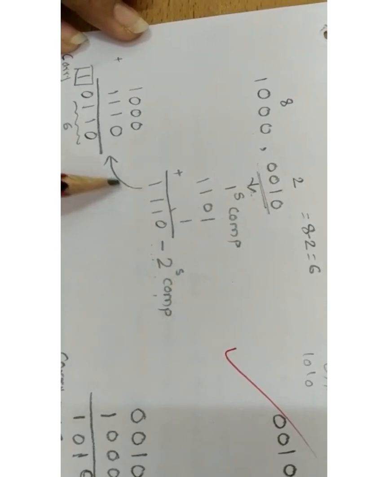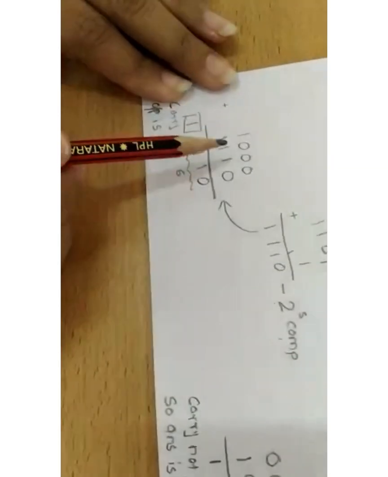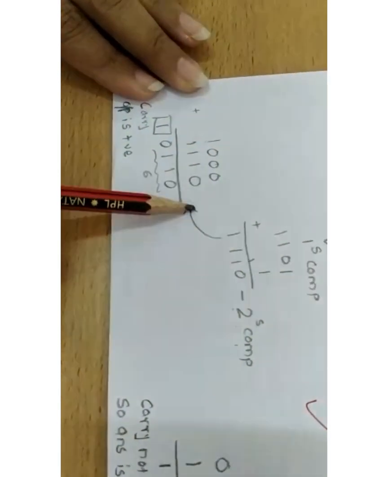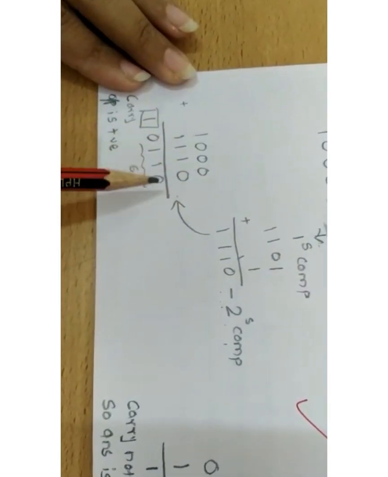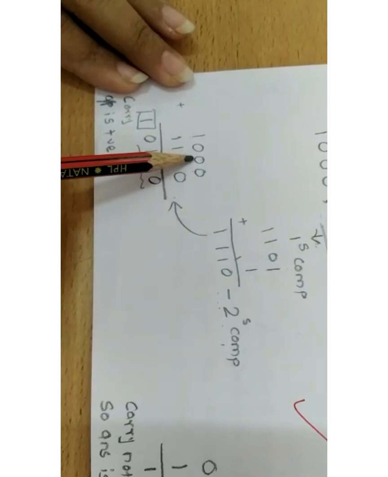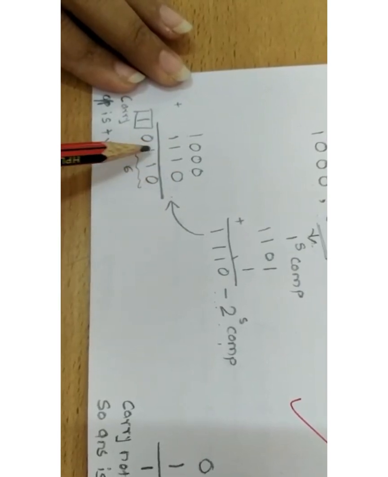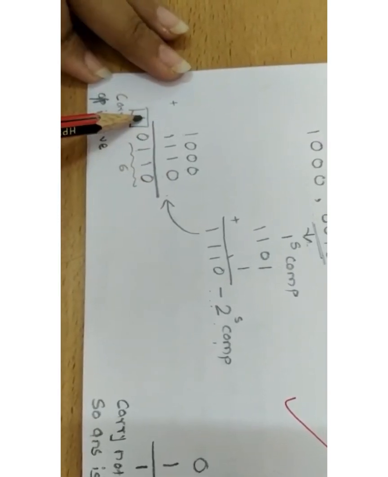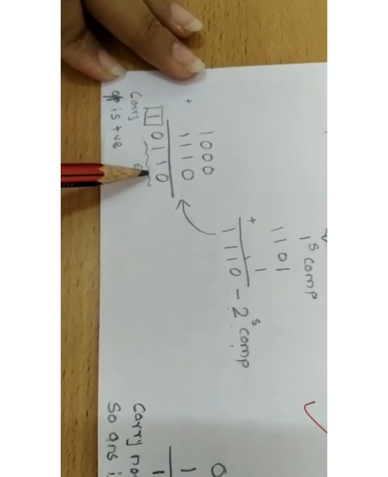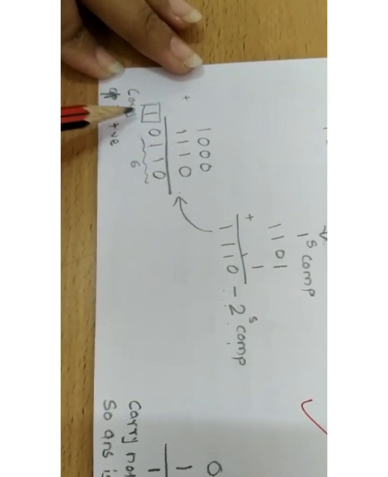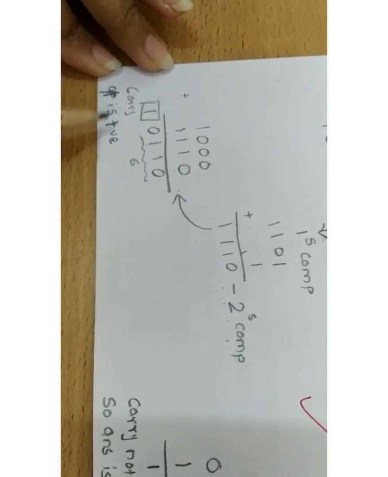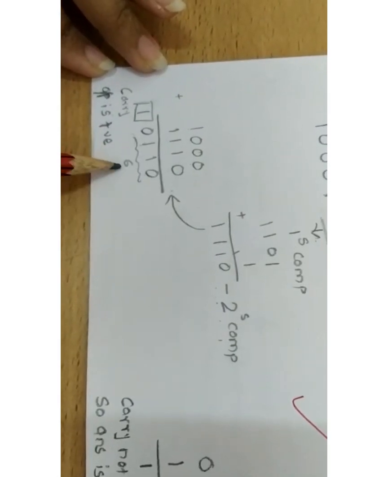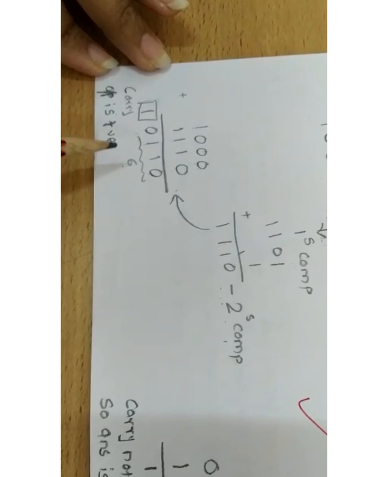This 2's complement is now added with 8, that is 1000, added with the 2's complement of 2, which is 1110. So you are getting 0, 0, then 0 plus 1 is 1, 0 plus 1 is 1, and 1, giving 0110, and a carry is generated, 1. Carry generated means the answer is positive. So carry denotes that your answer is positive, and you are getting positive 6 here.